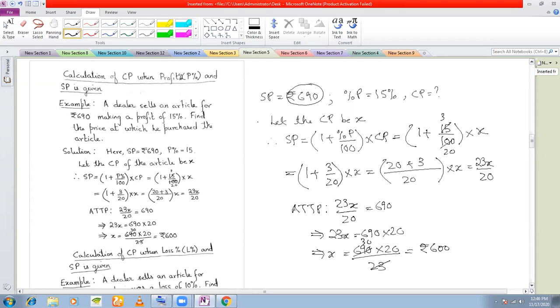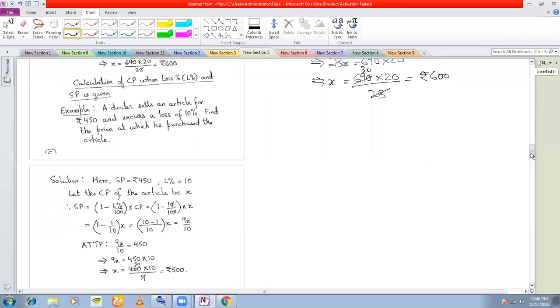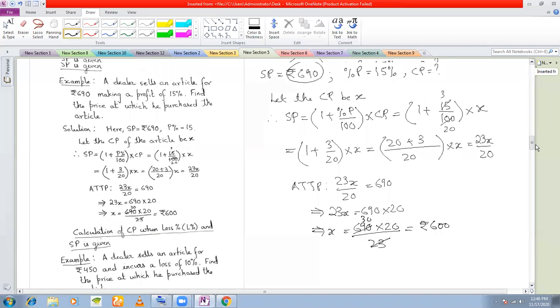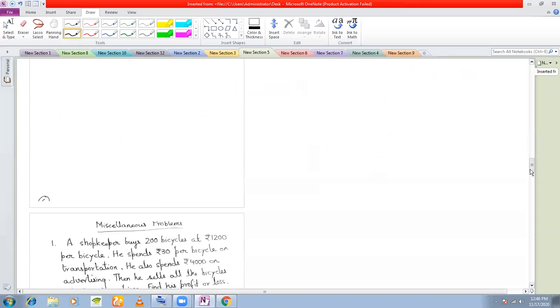So this calculation of cost price when selling price is given actually involves two or three more steps. But selling price from given cost price can be done very easily. Similarly, you can calculate from your loss also: 1 minus percentage L divided by 100 into CP. Exactly similarly, you can go through this problem here.